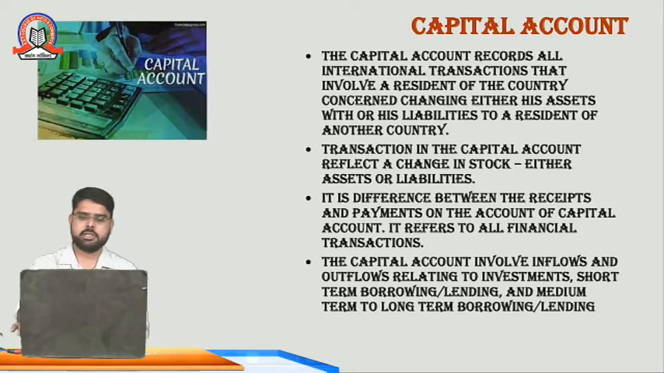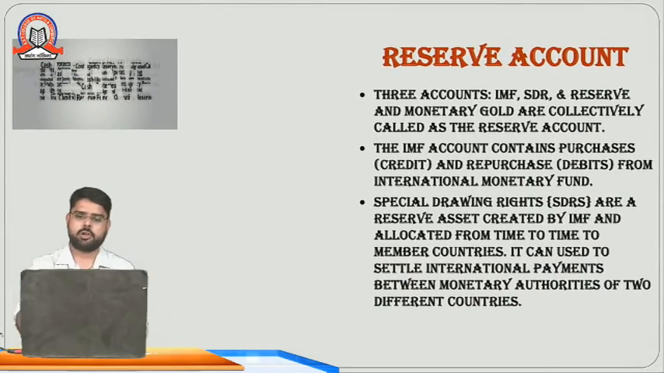The next one is the reserve account. There are mainly three reserve accounts: the IMF, SDR and reserve and monetary gold, which are collectively called the reserve account. It is written here, the IMF account contains purchases (credit) and repurchases (debit) from the International Monetary Fund. Okay, so these are written here.